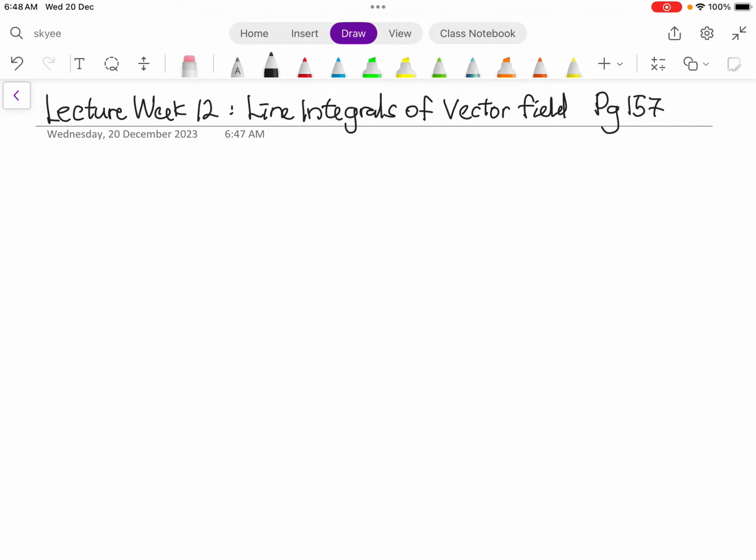The formula for the line integral of vector field is something like this. You have the line integral, the C stands for the curve. Because it is dealing with the vector field, you won't see the scalar function anymore, but you will see a vector and a dot product with dr. The dr here stands for the length of the curve.